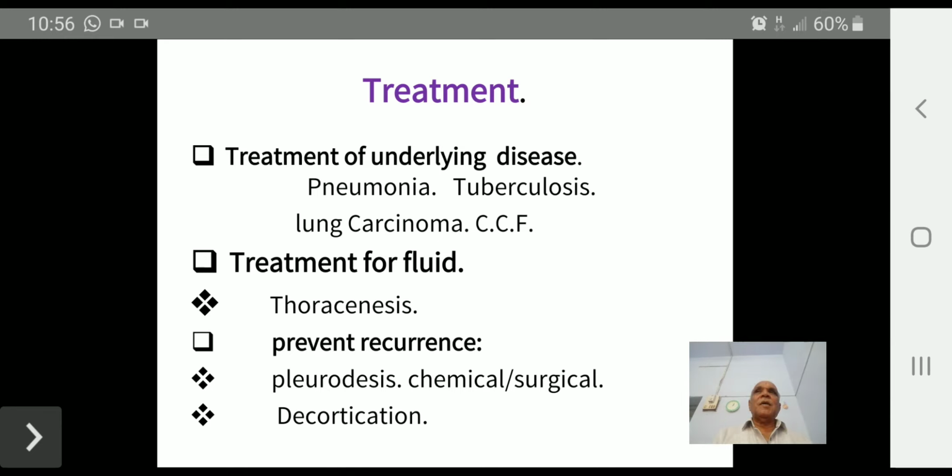Now the differential diagnosis of the effusion. One is the pleural effusion. Second, the patient has a pneumonia. Third is the collapse. Fourth is the thickened pleura. And fifth is the destroyed lung or huge lung mass.